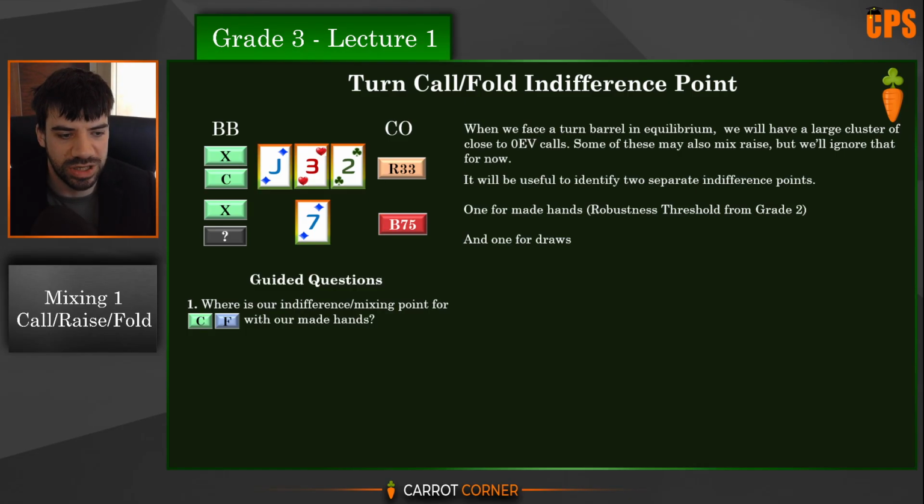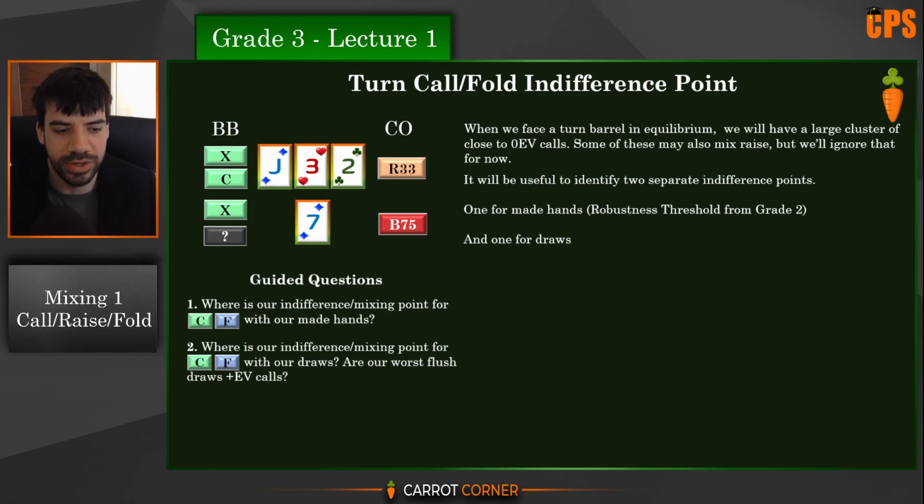So where is this with respect to our made hands in our range? In other words, at what point does a made hand in our range become 0 EV to call and therefore mixable between call and fold, and actually becomes a good idea to mix in order to keep a rough balance to your strategy so that you're not over defending or under defending, thus not incentivizing villain to overbluff or underbluff.